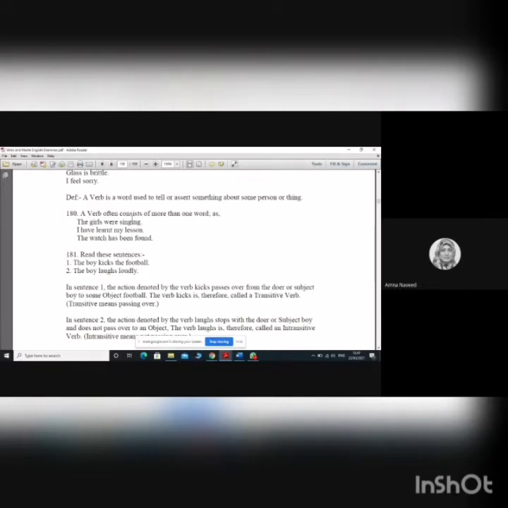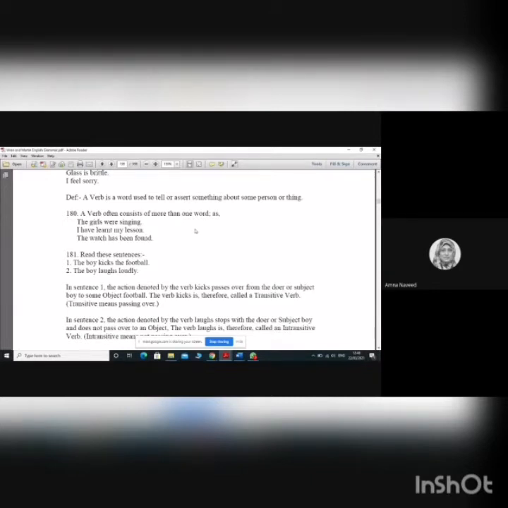For example, the girls were singing. So, girls is the subject, singing is a verb, but the object is missing in the sentence. Still, the meaning is clear. You may also say, he laughs loudly. She speaks slowly. She writes slowly. So, in these examples, there is a subject in the sentence and there is a verb, but there is no object in the sentence. Rather, there is an adverb. So, the sentence may give you complete meaning even if the object is not present in the sentence.